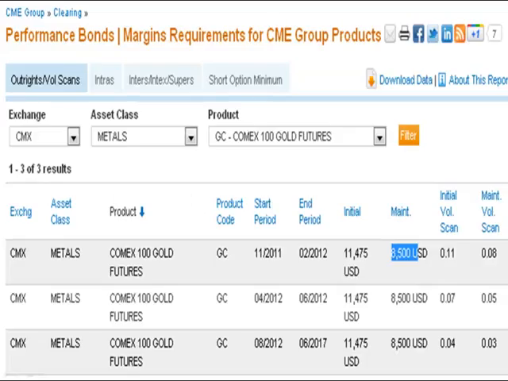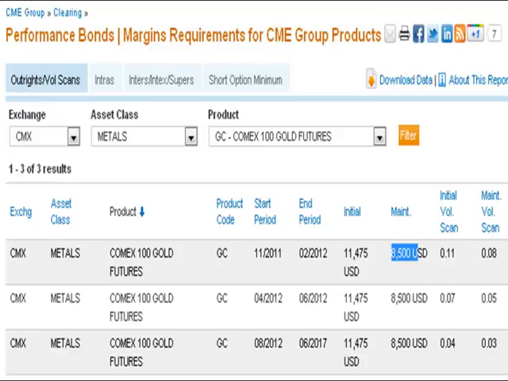So, here's just an example for you. This is showing gold, and it shows basically the initial margin is $11,000 on gold, okay? And, from when I took this screenshot, and it may be different right now, the maintenance margin is $8,500 on gold, okay? So to open the trade, you need to have $11,000. But to do the maintenance margin, you only have to have $8,500.